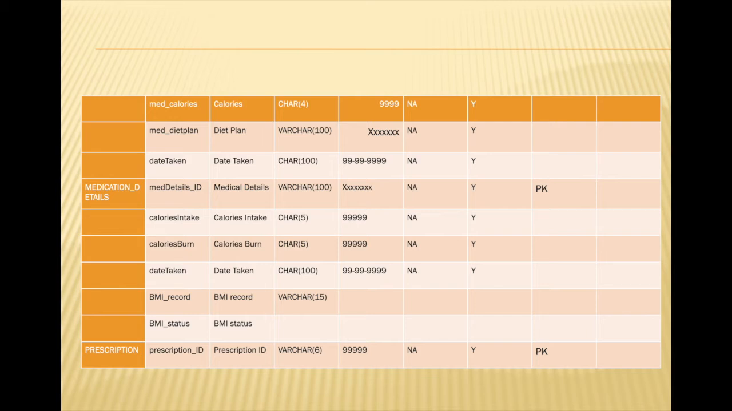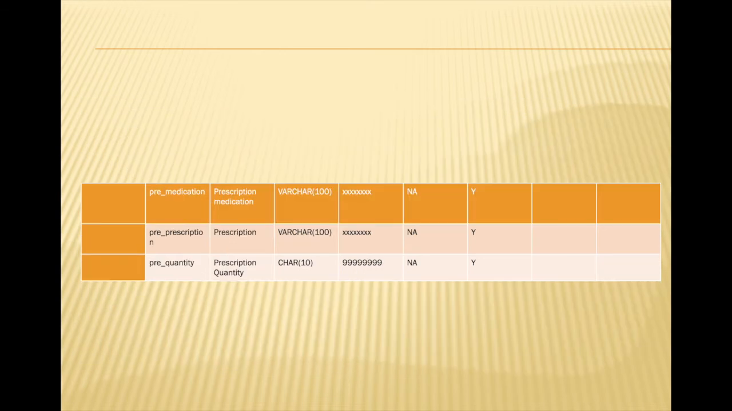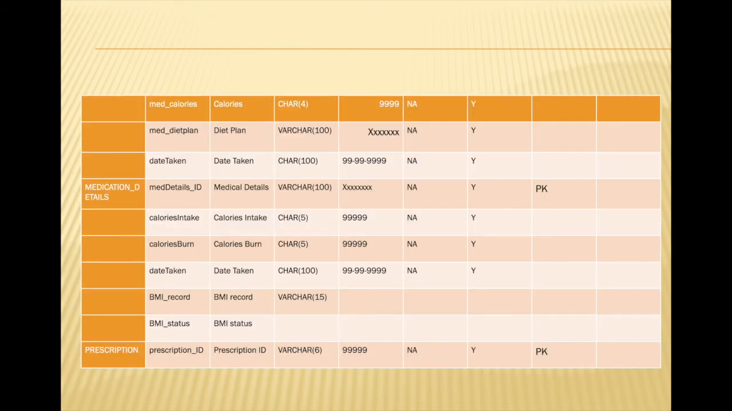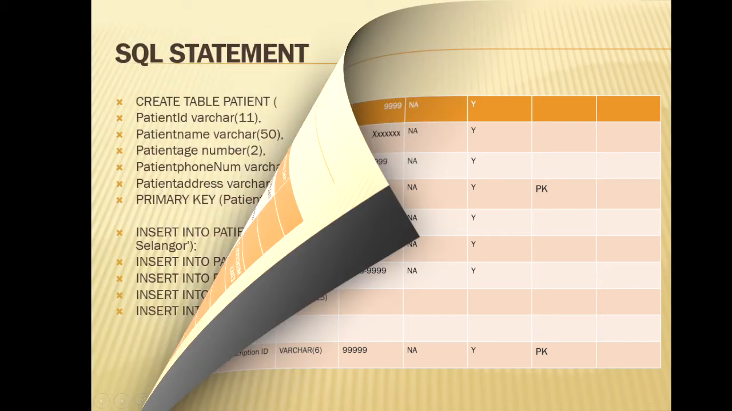Lastly, this prescription table that has prescription ID, prescription medication, prescription, and prescription quantity. Table prescription is useful for the pharmacies to determine what medication a patient should take based on the health status. The primary key in prescription is prescription ID.